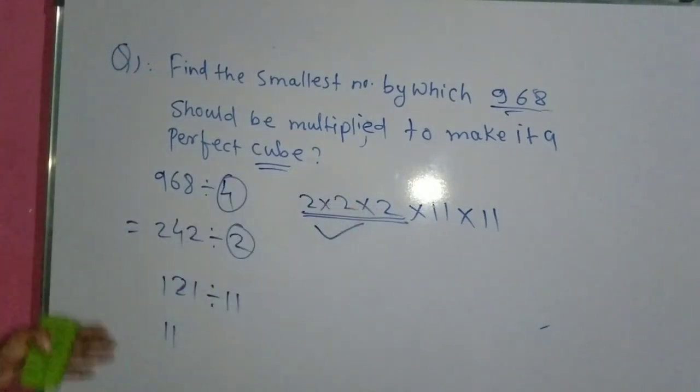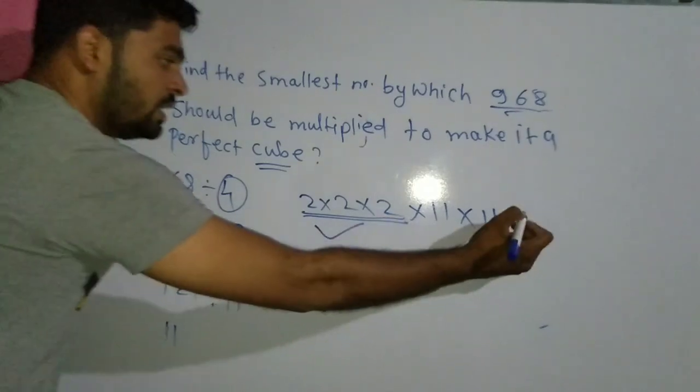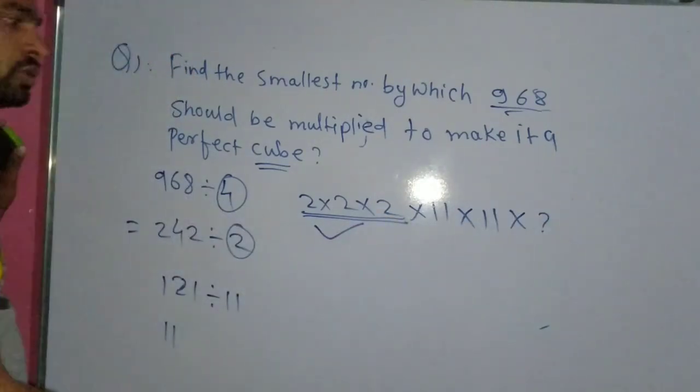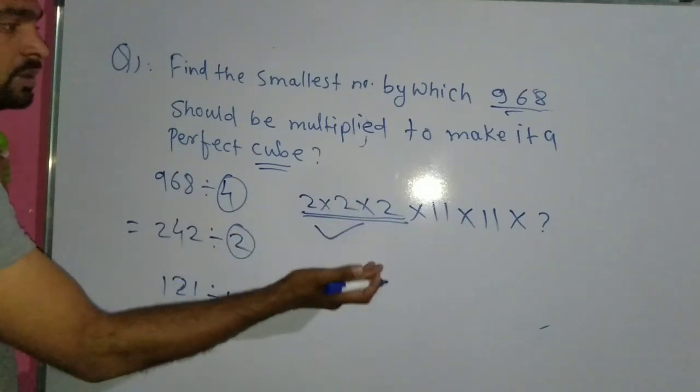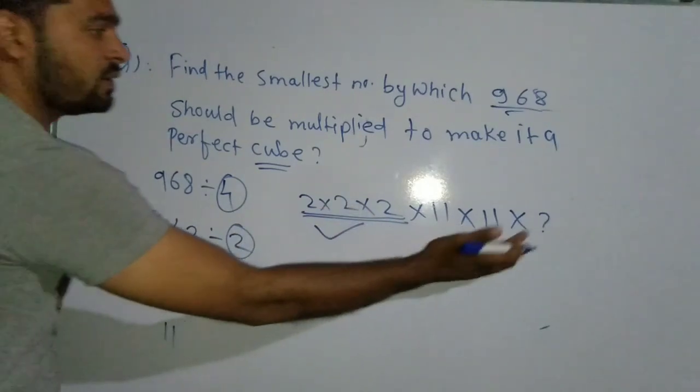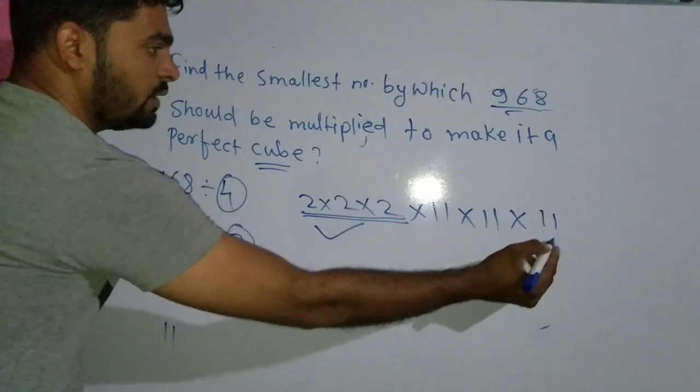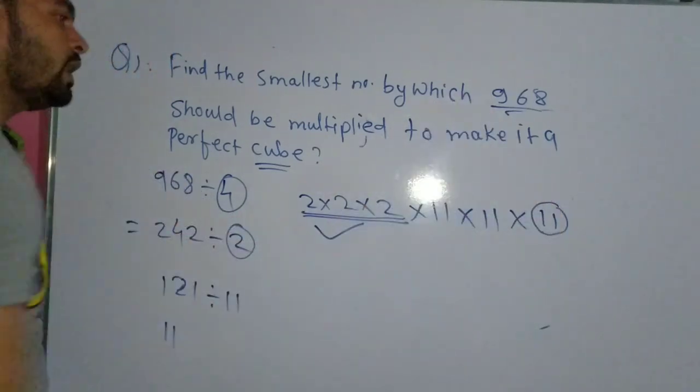But what number should be multiplied here to make it a perfect cube? We need 3 times the multiples of any number. So here there are 2 times the multiples of 11, so we need 1 more time 11. It means that our answer is 11.